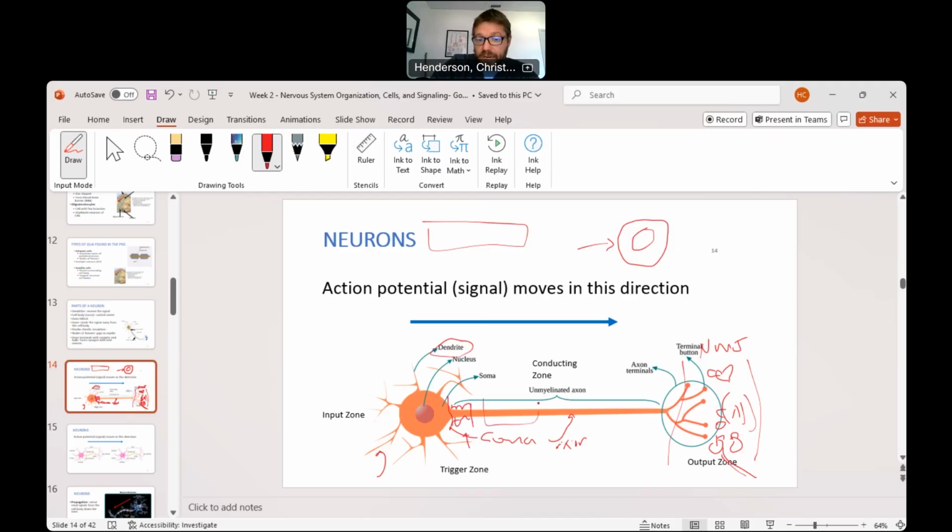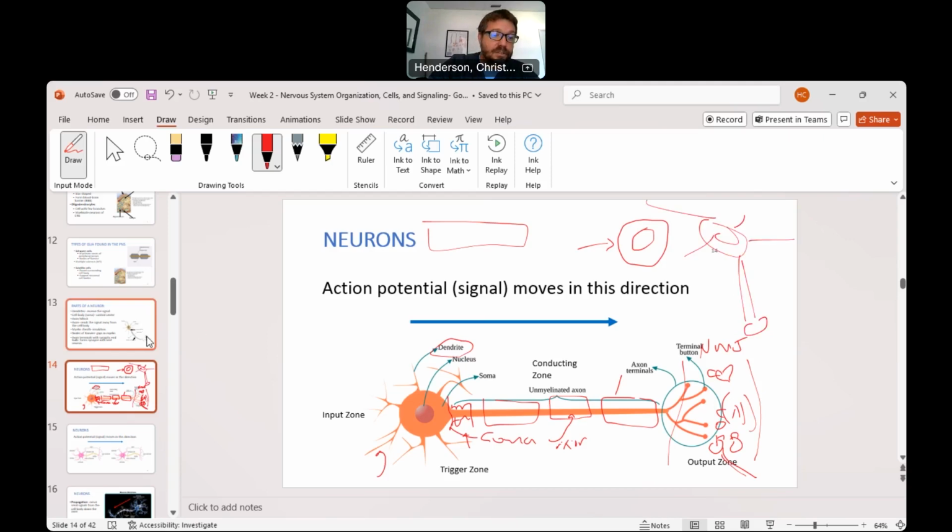Then there's going to be a covering, an insulation, like the insulation of your phone wire for your phone charger. That is called myelin. This is an unmyelinated axon. Now I have drawn on it, we made it a myelinated axon. All right, cool. So I would be able to just do this, draw a silly picture, and be able to label all the parts for the test.